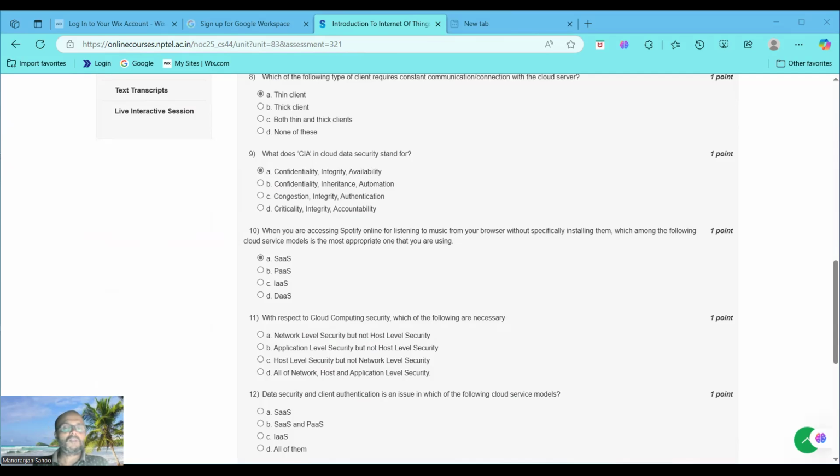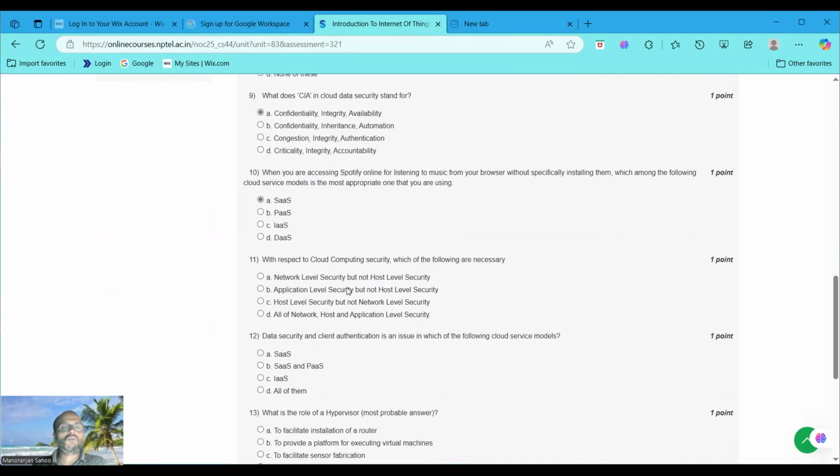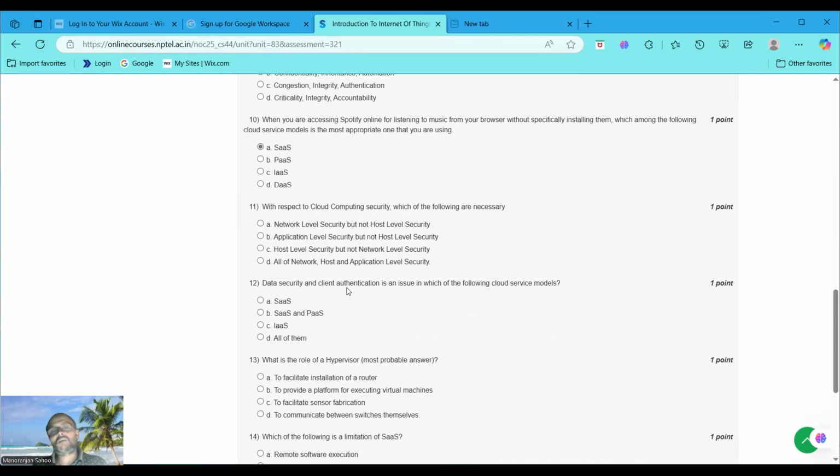Now moving to question number 11. The question is asking, with respect to cloud computing security, which of the following are necessary? That is all of network, host and application level security.